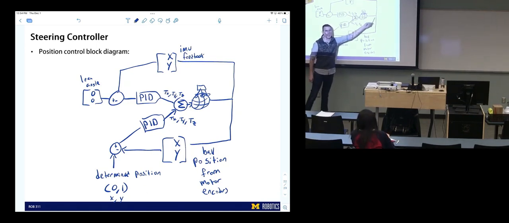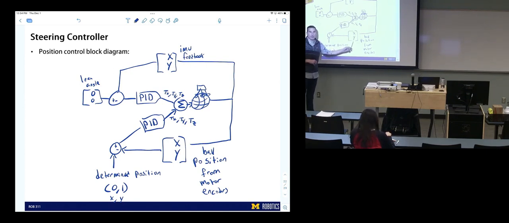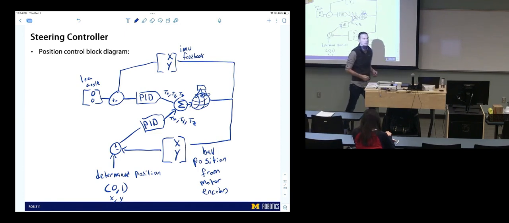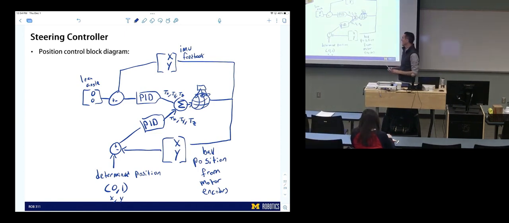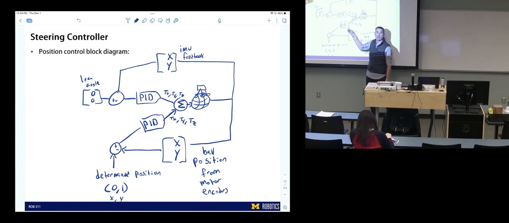So we get the information from the ballbot. We're going to get motor encoder data and convert it to the XY position of the ball. So we would have to know the ball radius to convert rotation of the ball into its XY movement. But yeah, this is it. You would have some understanding of its XY position and how that's changing, and you would feed that back.